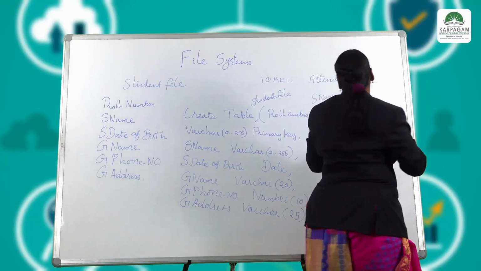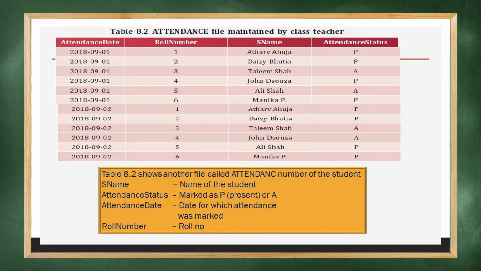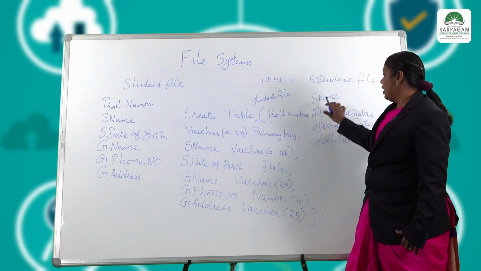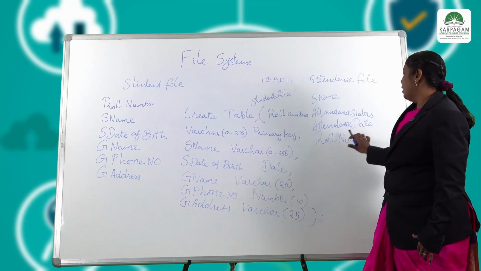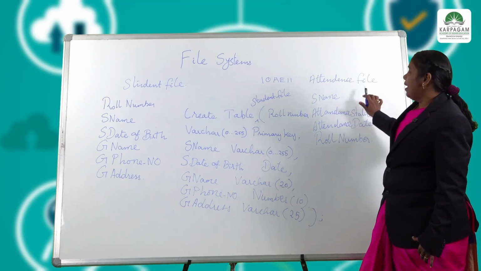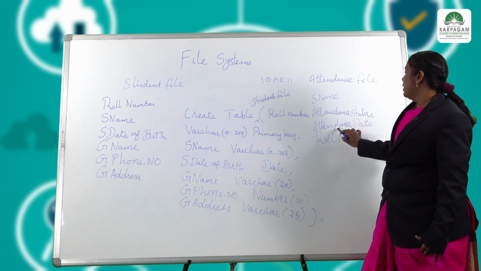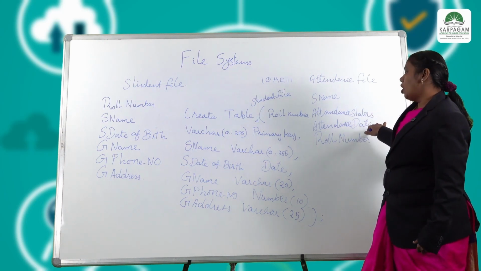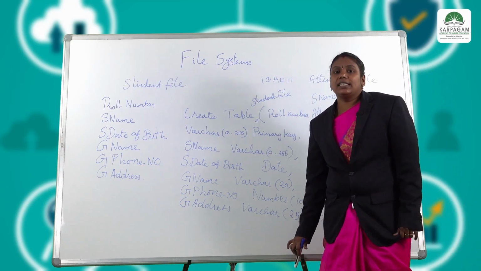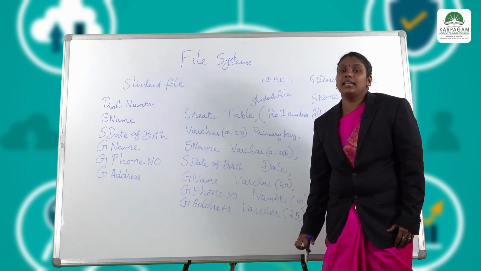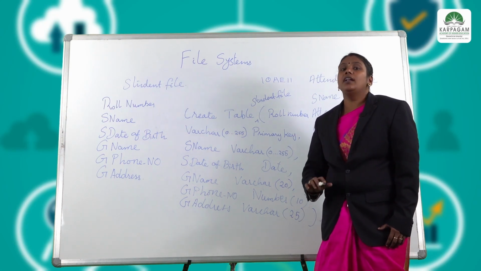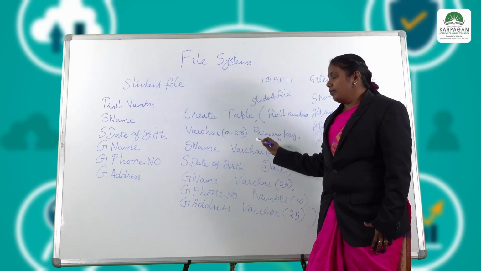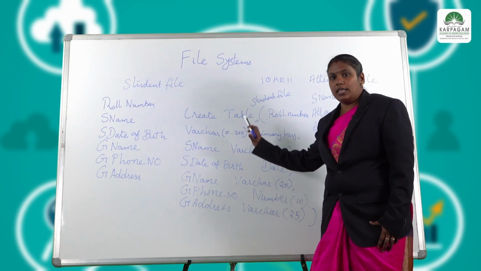Then the same is used for the attendance file. The attendance file also uses the same format. Create table attendance file using student name, attendance status, attendance date, roll number. Student name as varchar, attendance status as varchar, attendance date as date, and roll number as a character or varchar or number. So this is the format of the file system. We can create a new database inside the operating system. SQL uses this type of format. So this is an example query of structured query language. It also supports the file system.